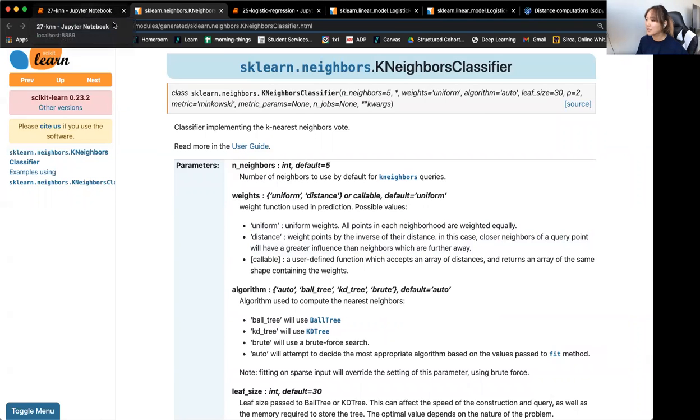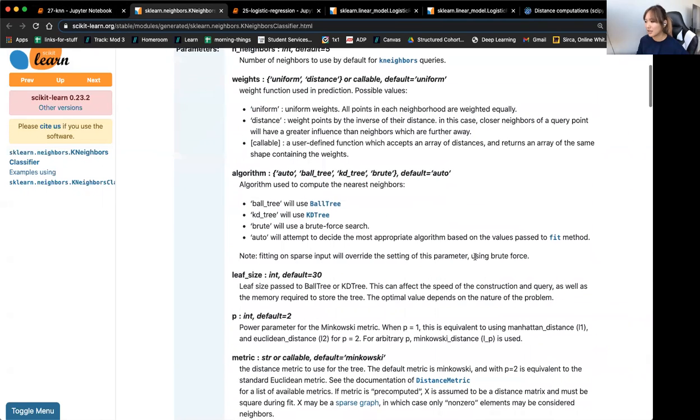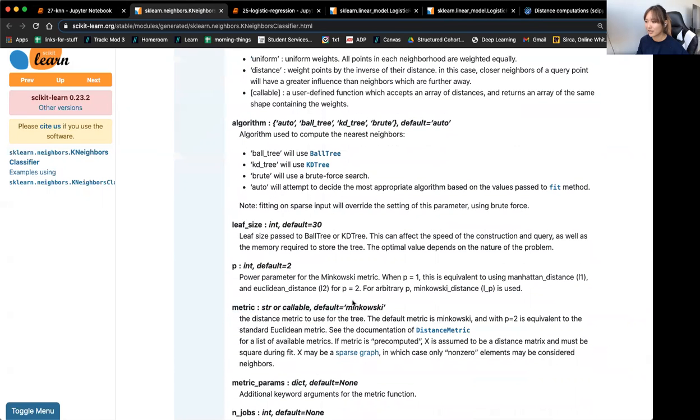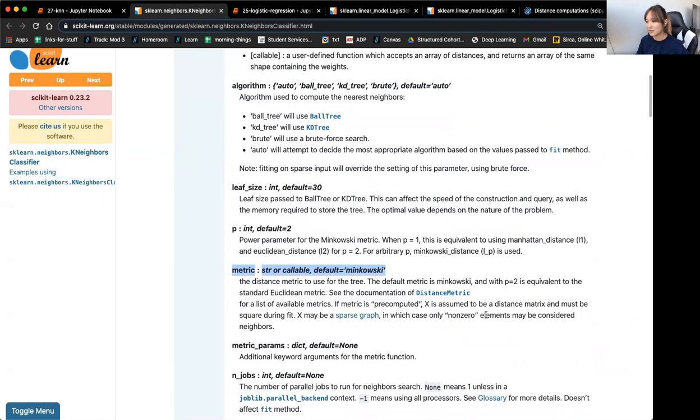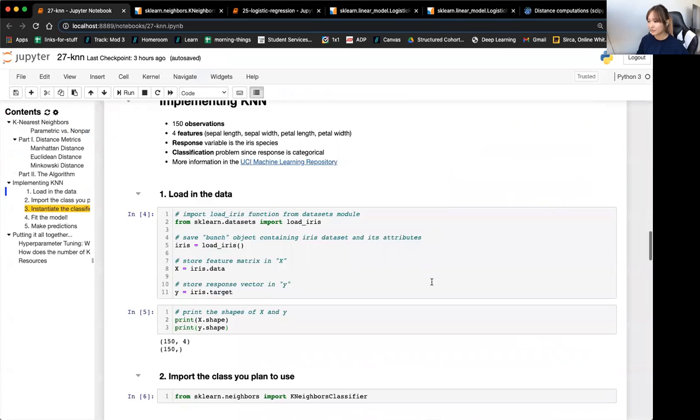So back to this. Oh, I guess really quickly, with your metric that you can tune, the default is Minkowski, but you can have it compute any of the distance metrics. I believe you can actually feed it the SciPy distance object, and it will compute whatever distance you give it. So back to our notebook.